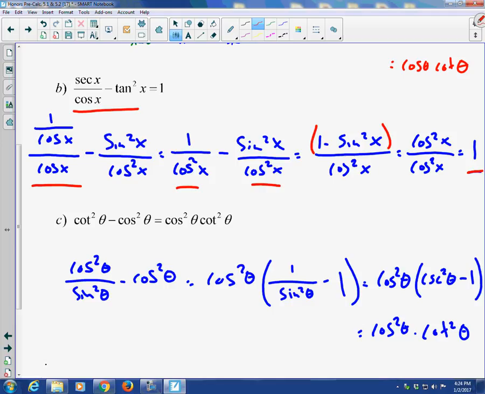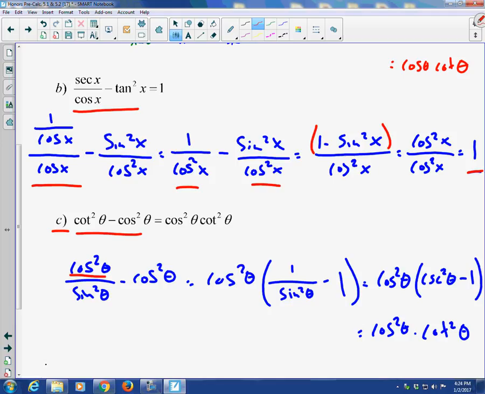All right, with C, we said that we wanted to use some factoring. Again, if we take the left side of the equation, it's the more complicated side. Even though our trig functions are squared, cotan and cosine are not related with the Pythagorean identity, so we're kind of stuck there. But what we can do is change everything again to terms of sine and cosine. So our cotan squared theta would give us cosine squared theta over sine squared theta.